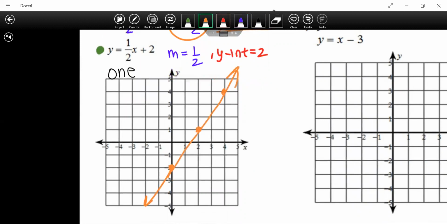First one done. Bottom one will be our other one, where I'm going to do my intercept first. I'm going to go up 2, and then I'm going to go up 1 over 2. I did a boo-boo on this last class, so I went down.